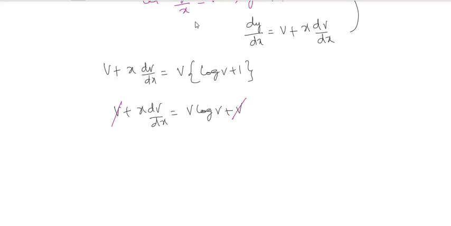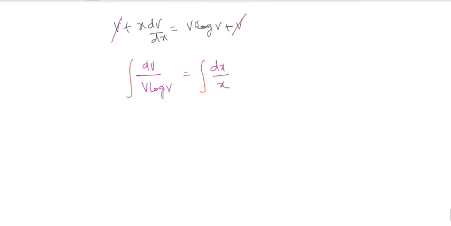Then the rest will be: from this you can go dv divided by v log v, which equals dx by x. Am I correct or not? So I will do the integration. Now I have separated the variables using the variable separable method. Am I right or not? So just from here you go with the integration.